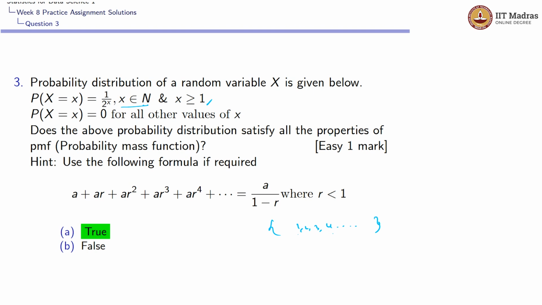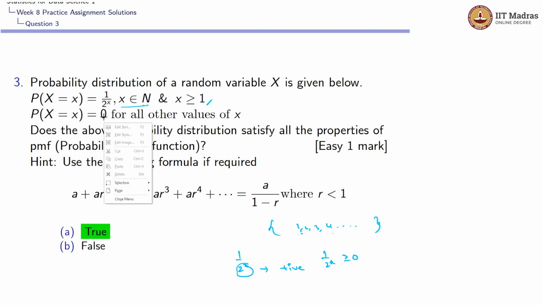Does the above probability distribution satisfy all the properties of PMF? What are the properties of PMF? The first property would be, for any value of x, the value of P of x should be greater than or equal to 0. If you look at 1 by 2 power x, for any value of 1, 2, 3, 4, this 2 power x is always positive. So 1 by 2 power x is always greater than or equal to 0. And for all the remaining values of x, the value is 0, so that is greater than or equal to 0. So the first condition is satisfied.